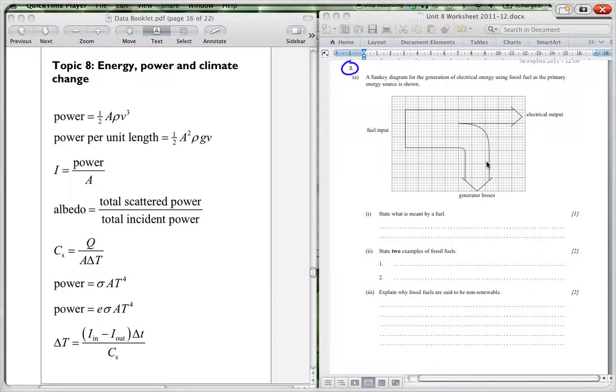Question 3. It says a Sankey diagram for the generation of electrical energy using fossil fuel as the primary energy source is shown. So with the Sankey diagram, here is your energy input. So this is your fuel input. This is the total energy that you are putting in by means of the fossil fuel.